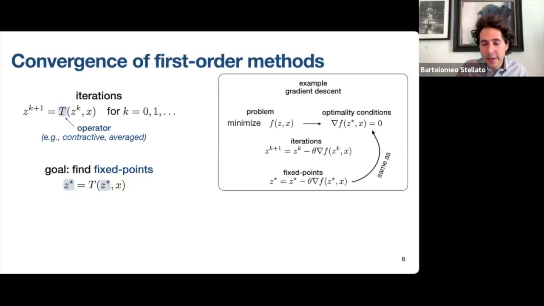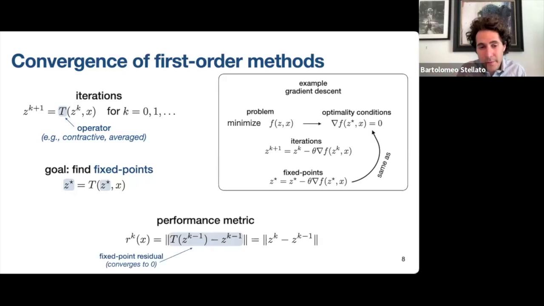So the goal is to really go as close as possible to these fixed points. And a reasonable performance metric to understand how well we're doing is to look at the fixed point residual, which is a difference of the last two iterates. If you go to a fixed point, the last two iterates will become the same. So this vector will become 0 and the norm will also become 0. And we will call this performance metric R for residual, K after K iterations, and X that depends on the instance X that we're solving at this point. Okay, so this is what we will use to judge these algorithms.